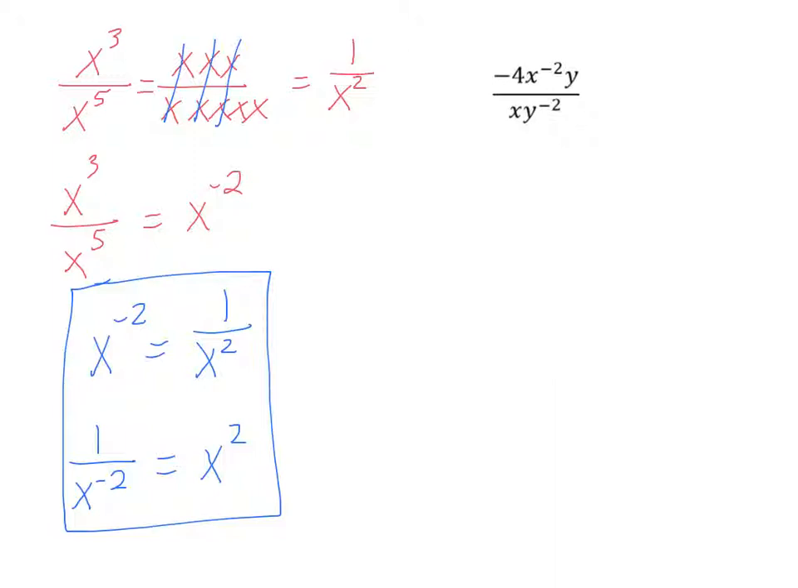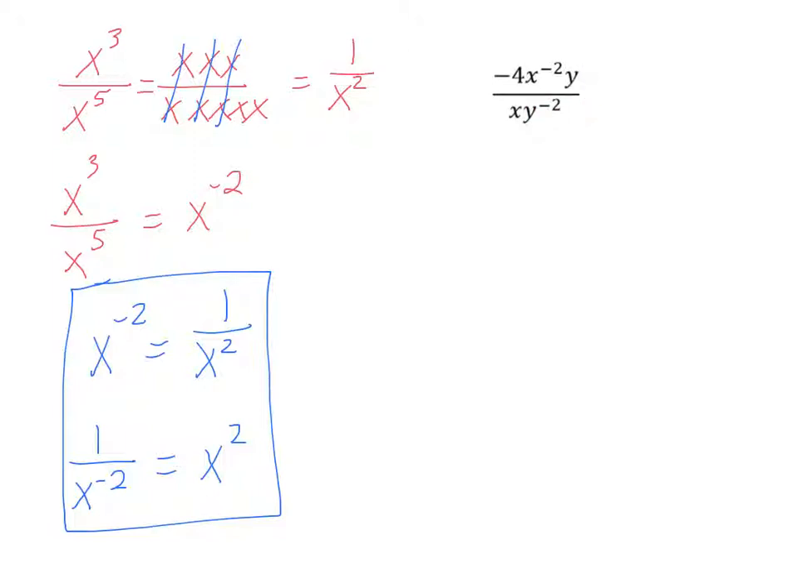Okay, so let's jump over here and try this example then. I've got a negative 4. Now that is not a negative exponent, it's just a negative number, so don't get that confused with the idea of having a negative exponent. It's just a negative 4. But this x right here is to the negative second, so it's going to end up having to go down to the denominator. This y is fine, and when I look at the bottom, this y has a negative exponent, so it's going to come up.